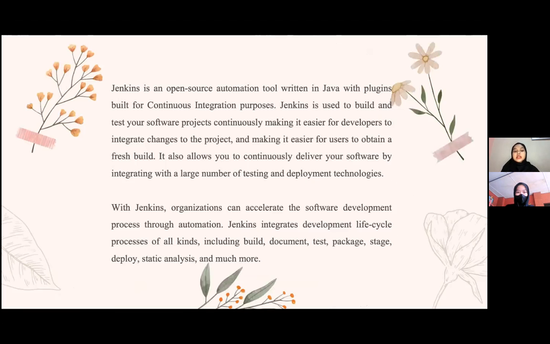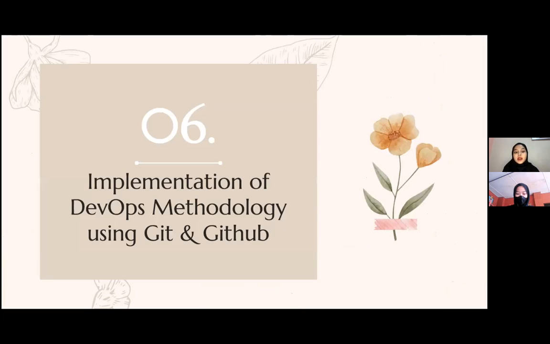Jenkins is an open source automation tool written in Java with plugins built for continuous integration purpose. Jenkins is used to build and test your software projects continuously, making it easier for developers to integrate changes to the project and making it easier for users to obtain a fresh build. It also allows you to continuously deliver your software by integrating with a large number of testing and deployment technologies. The sixth one is implementation of DevOps methodology using Git and GitHub.